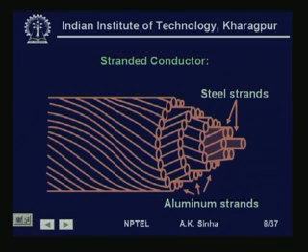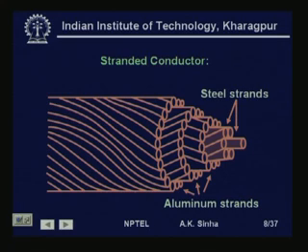In this diagram, we have taken the view of this stranded conductor. Again, here you find that the steel strands are at the center and we have layers of strands of aluminum conductor on top of it. Now, aluminum has much higher conductivity as compared to steel, and therefore, most of the current flows through the aluminum conductor and hardly any current flows through the steel strands.